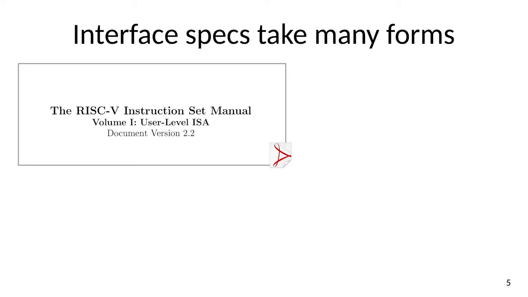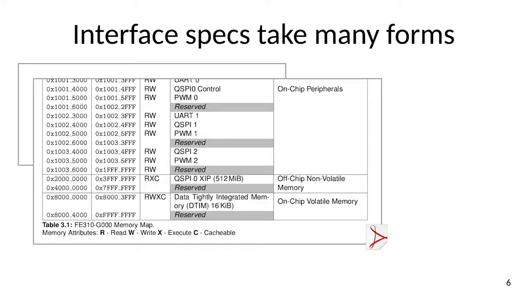One example is the RISC-V instruction set manual. The nice PDF, which says almost everything about the hardware-software interface. But not quite everything. It deliberately leaves out the platform-specific details, which are then written down in other documents, which might look like this.